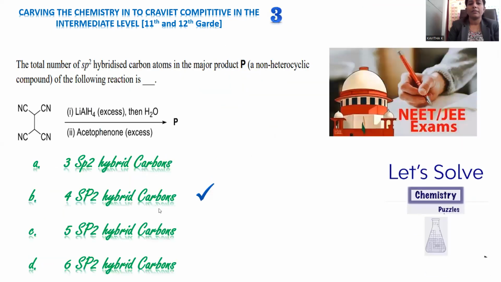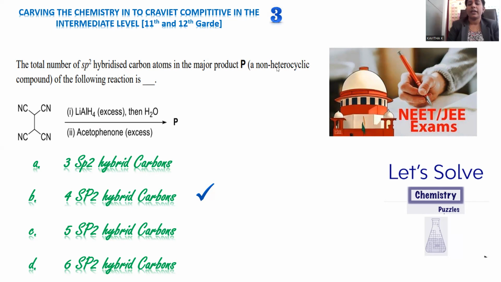Move on to question number 3. Question number 3 is again from organic chemistry, where this question is collected from the JEE Advanced 2022 question paper. The total number of sp2 hybridized carbon atoms present in the major product P, a non-heterocyclic compound. This is the clue we can clearly see, because we are not supposed to go for critical mixing of all these things.